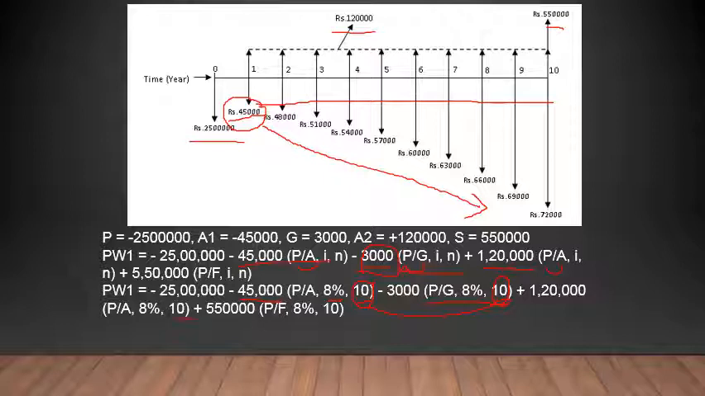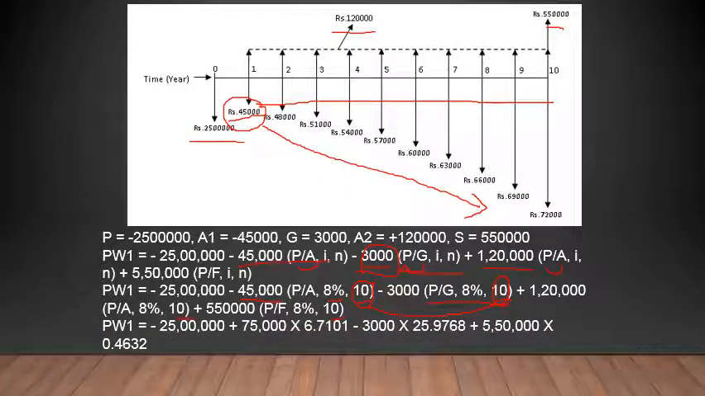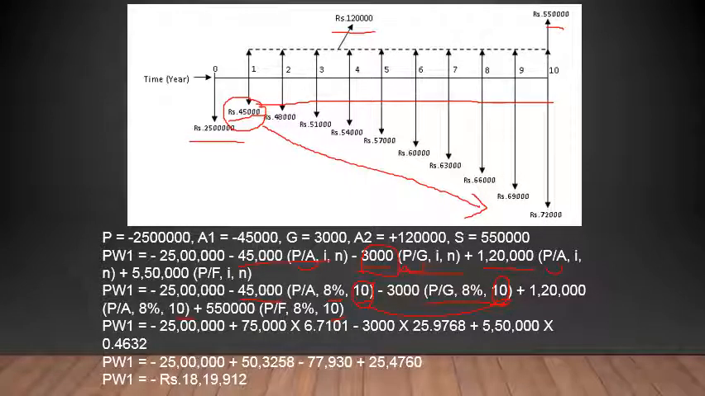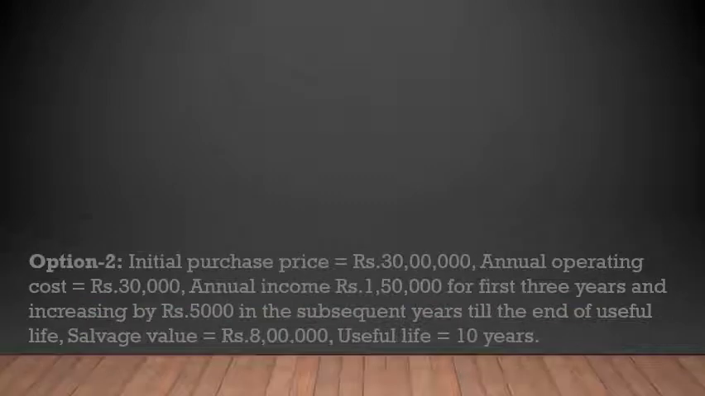And F 10, because it is at a distance of 10 years from now. Substitute the values, get the factor values from the factor tables, substitute them, and you get the answer as minus 18,19,912. Okay. Now let us solve for what is there in alternative 2.